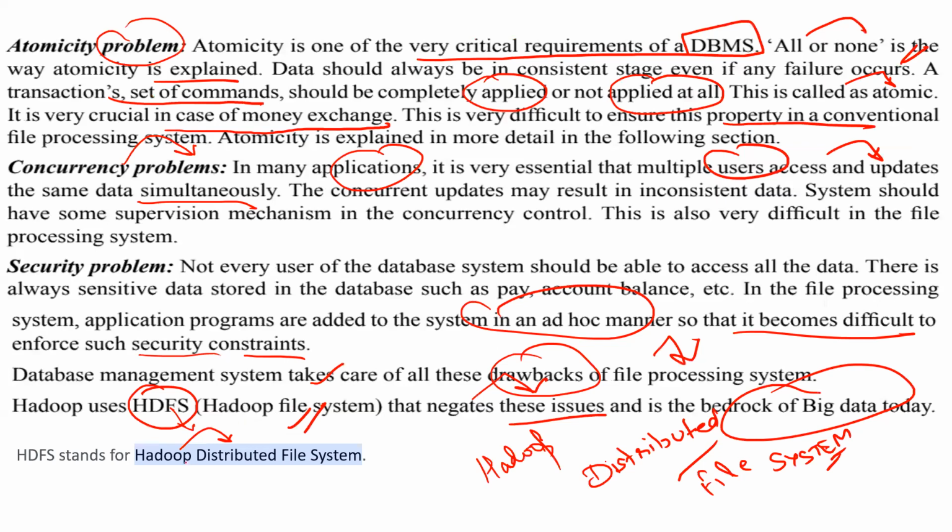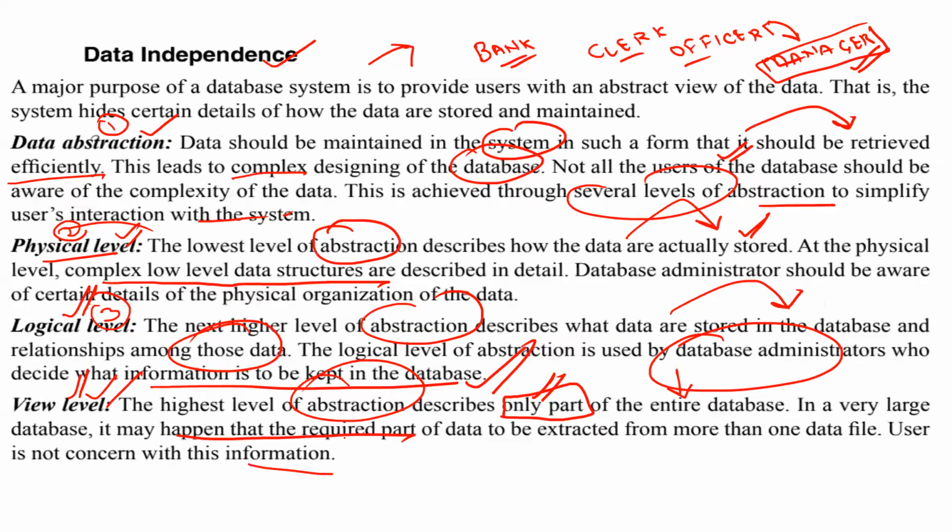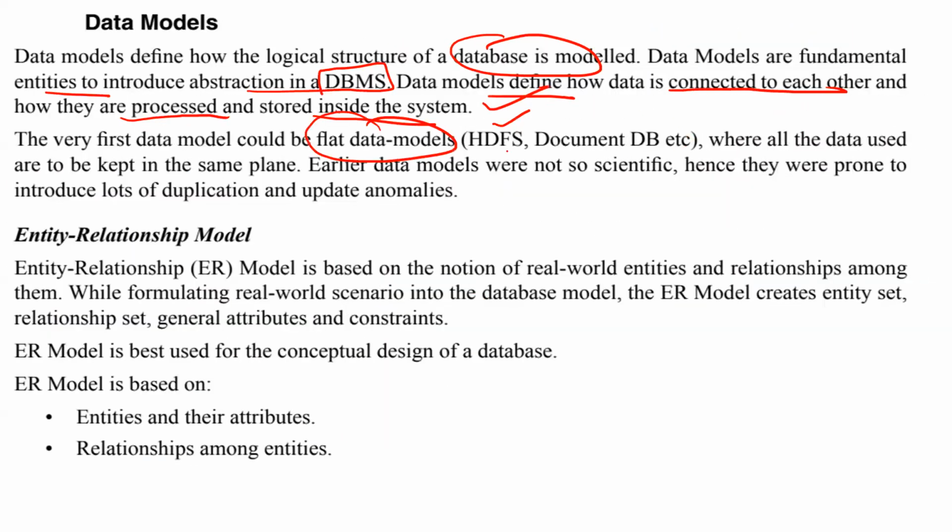The very first data model could be the flat data model, like HDFS, which we have covered here, the Hadoop Distributed File System, where all the data used to be kept on the same plane. Earlier data models were not scientific, so they were prone to introducing a lot of duplication and update anomalies. So now the latest is the ER model.